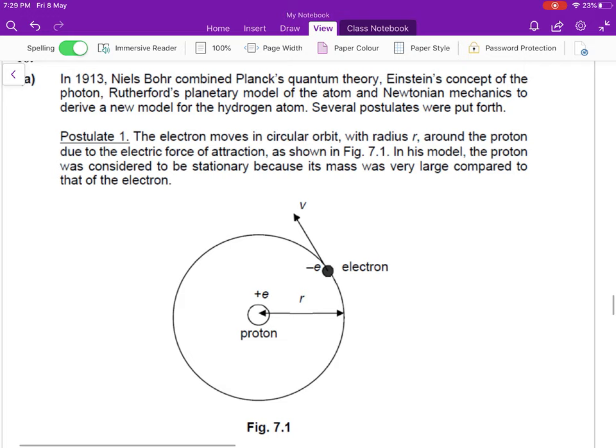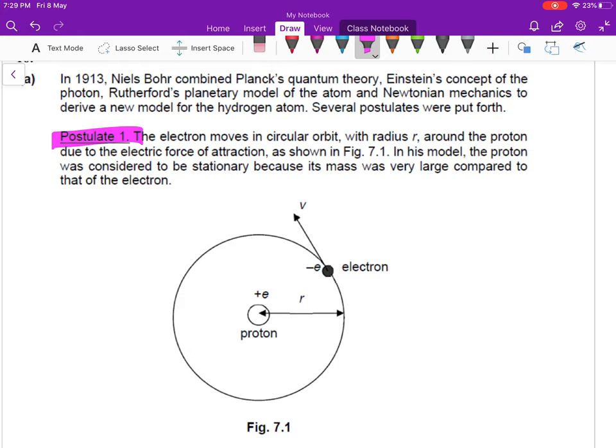Okay. So, Niels Bohr combined Planck's quantum theory, Einstein's concept of photon, Rutherford's planetary model of the atom, and Newtonian mechanics to derive a new model for the hydrogen atom. Several postulates are put forth. So these are the three postulates of Niels Bohr. So what is our first postulate?